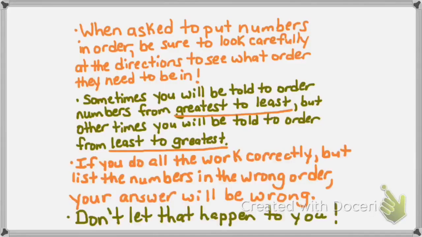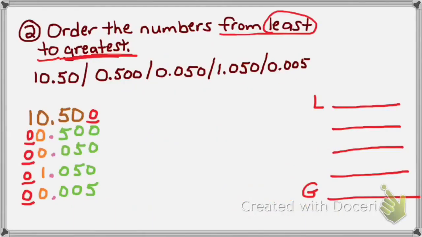And remember, even if you do all the work correctly but list the numbers in the wrong order, your answer will be wrong. You don't want to let that happen to you, so definitely think what the question is asking. Remember, when lining up your numbers, you must line up the decimal points, then fill in whatever's to the left of the decimal, whatever's to the right of the decimal, lining up those columns as well. Then you must check and fill in any place value zeros so that all of your columns are even.